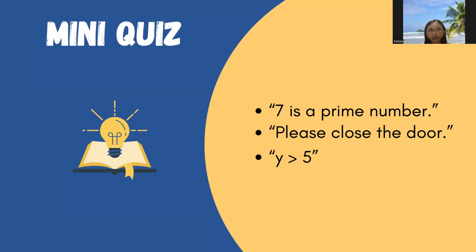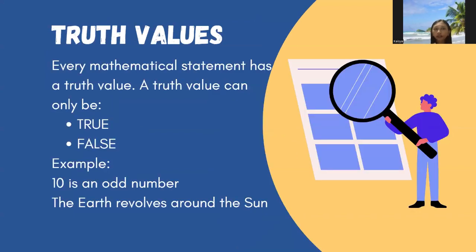Okay, next we will learn about truth value. Every mathematical statement has a truth value. A truth value can only be true or false. For example, 10 is an odd number, so that is a false statement. And the next one, the earth revolves around the sun. It is a true sentence.